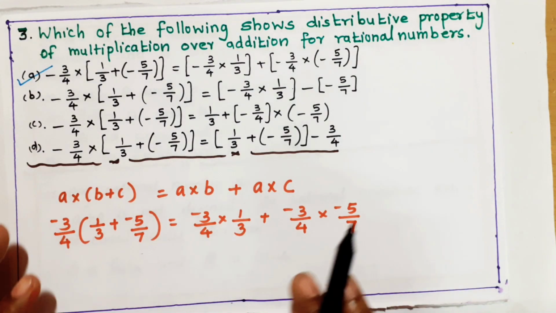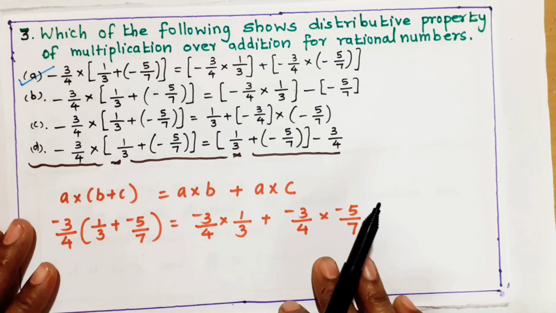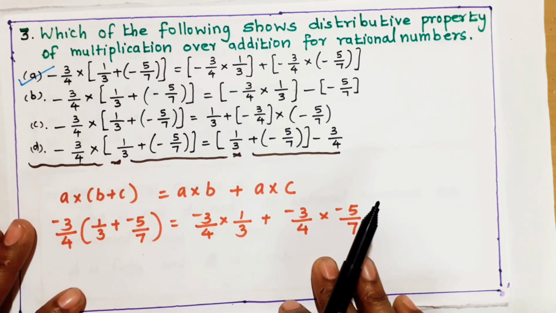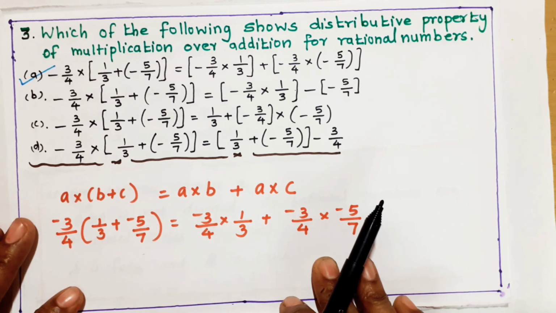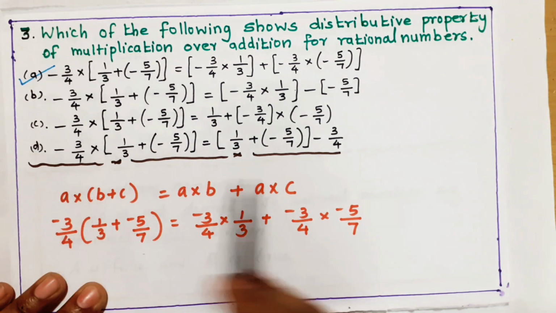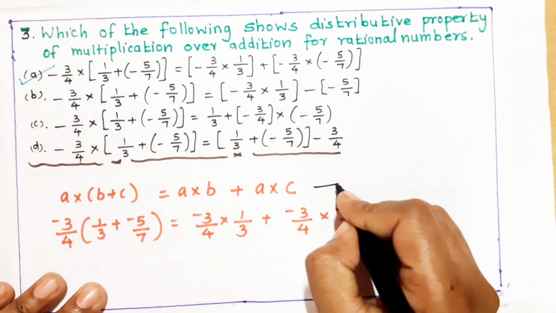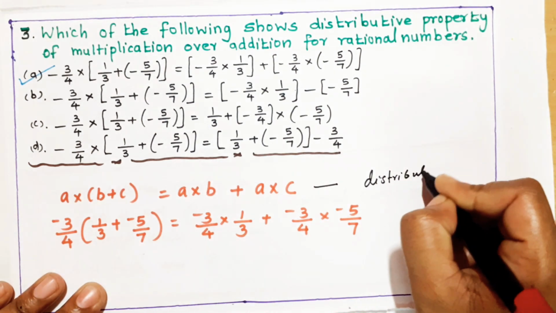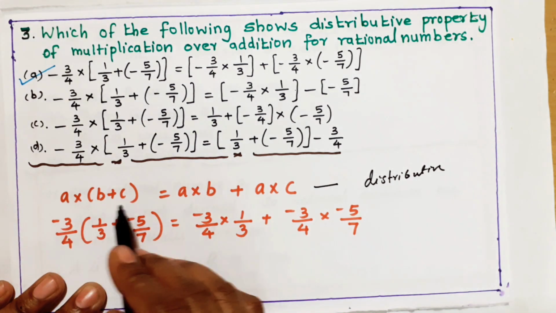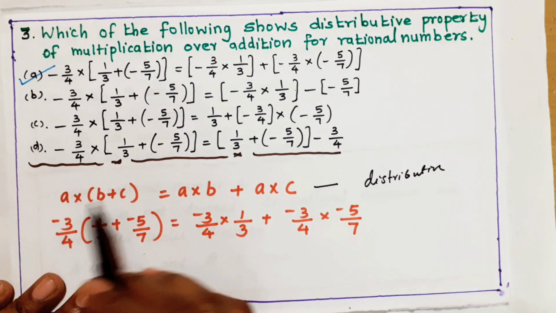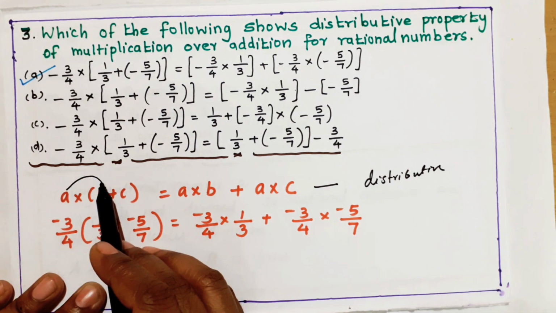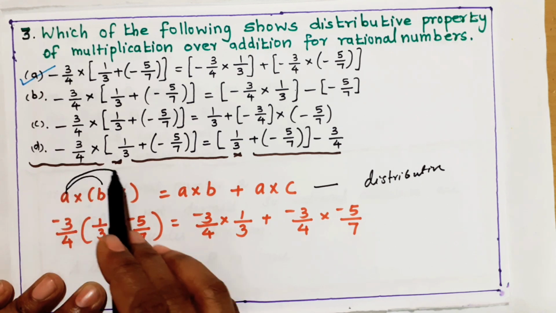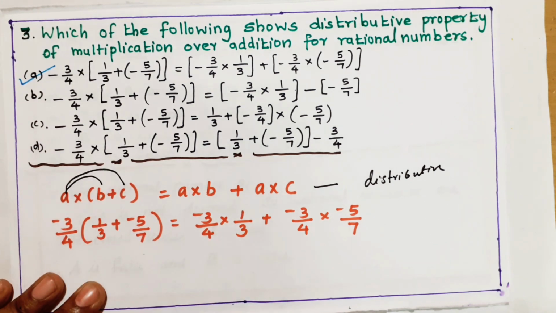This is a simple question. Which of the following shows the distributive property of multiplication over addition for rational numbers? So what is called a distributive property? I have written here distributive property. Distributive property means you take a number like this, a into b plus c. A into b plus c means you have to multiply a with b and you have to multiply a with c, and we need to add it.